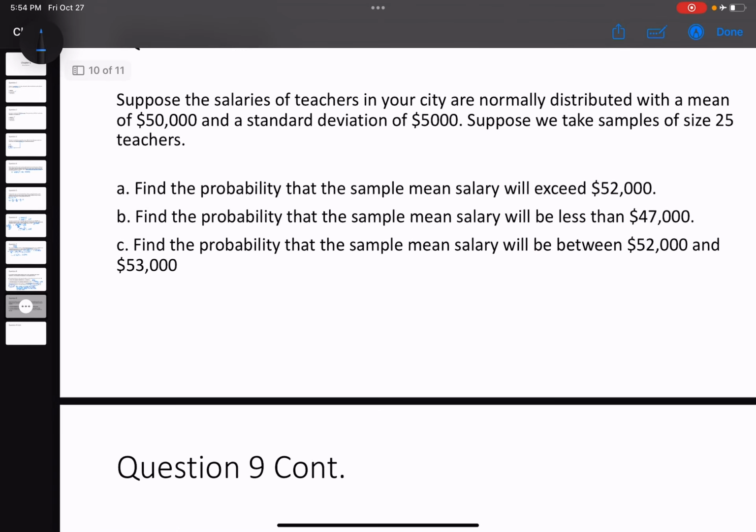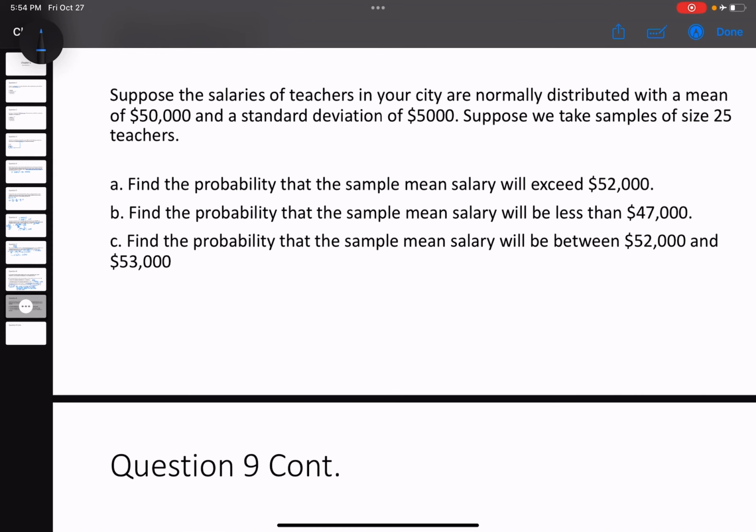Question 9. Suppose the salaries of teachers in your city are normally distributed with a mean mu of 50,000 and a standard deviation of 5,000. Suppose we take samples of size 25, n equals 25. Find the probability that the sample mean of salary will exceed 52,000.